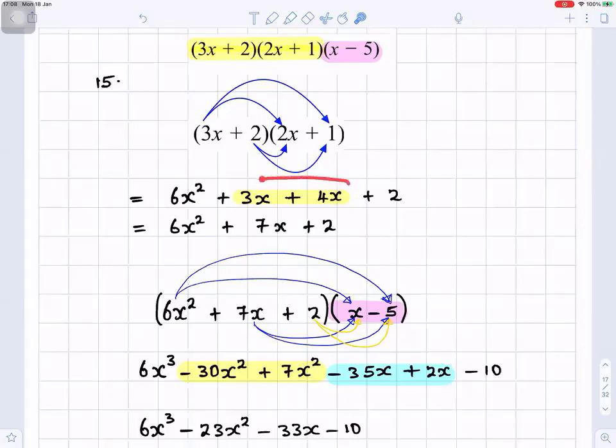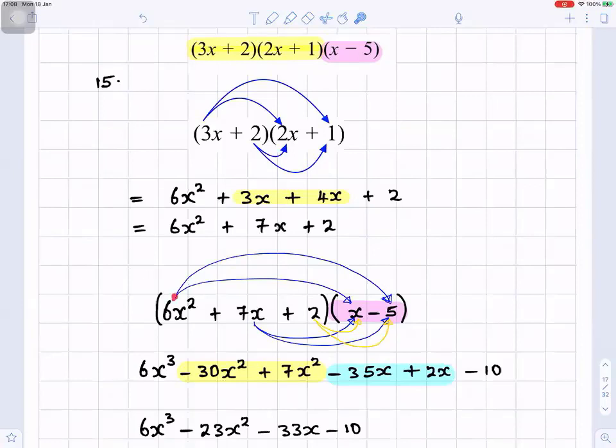Now, 3x plus 4x are like terms. So 3 plus 4 is 7. So that gives you 7x. So you have 6x squared plus 7x plus 2. Now, we would use that 6x squared plus 7x plus 2, multiply it with the third one. So this one is a long process and you go step by step.